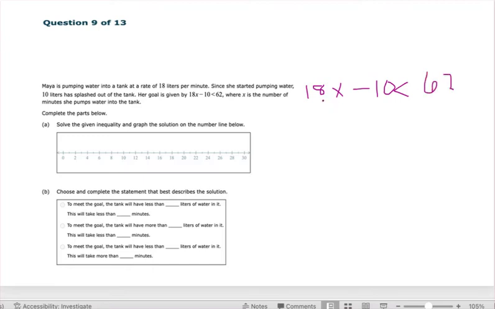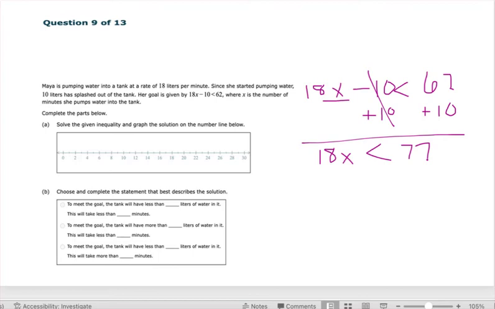Again, we're trying to solve for x, so we're going to get x by itself by adding 10 to both sides. As soon as you do that, the problem becomes a little simpler. And now we have 18x. These go out, cancel each other. And 67 plus 10 is 77. Okay? So now we're going to divide by 18 and divide by 18. And x is less than 77 over 18. Okay, so it says x is the number of minutes.